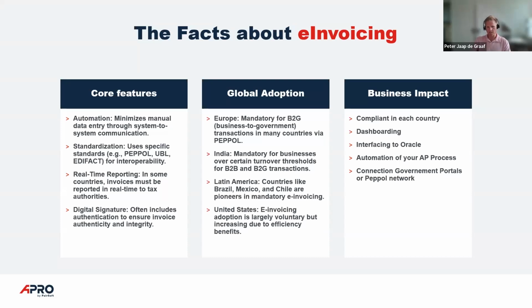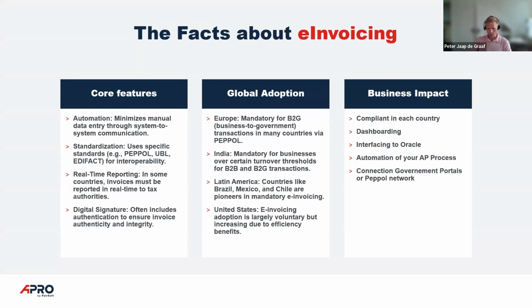Then the fourth one is the digital signature. Sometimes it's also included in an XML that there is a secured envelope around the invoice to make sure it's identical and it's secure, so that no one can open the actual invoice.